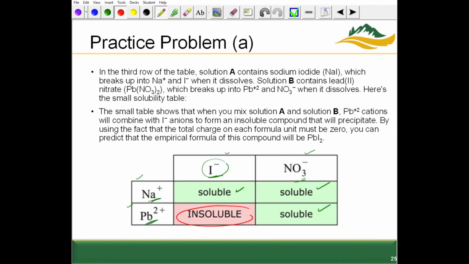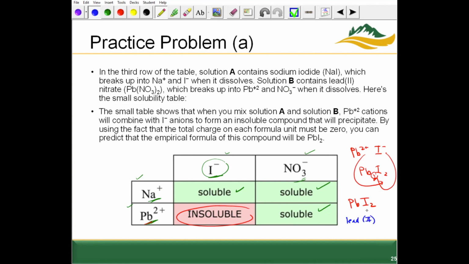So here to name this insoluble precipitate, we have lead 2 plus and I minus. To do this sort of cross method, 2 comes down here, 1 here. So we don't include that 1. So we say this is PbI2. How do we name this? Well, this is still lead 2.